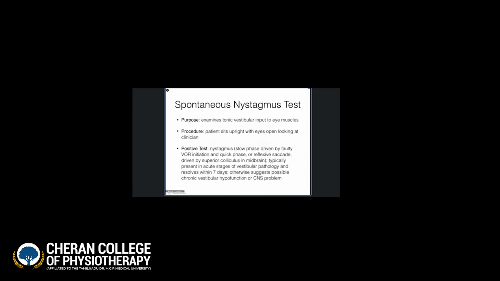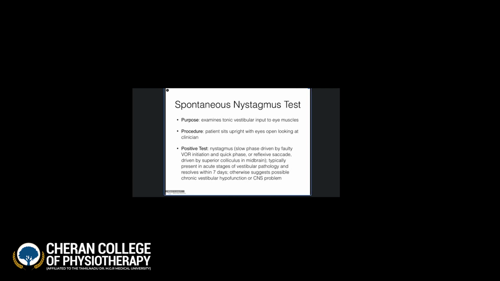Okay, next one is the spontaneous nystagmus test. Ask the patient to sit straight and look straight past over here, so that you can see whether you notice any nystagmus in the eyes. What is nystagmus? Nystagmus is eye movement going right and left or up and down.